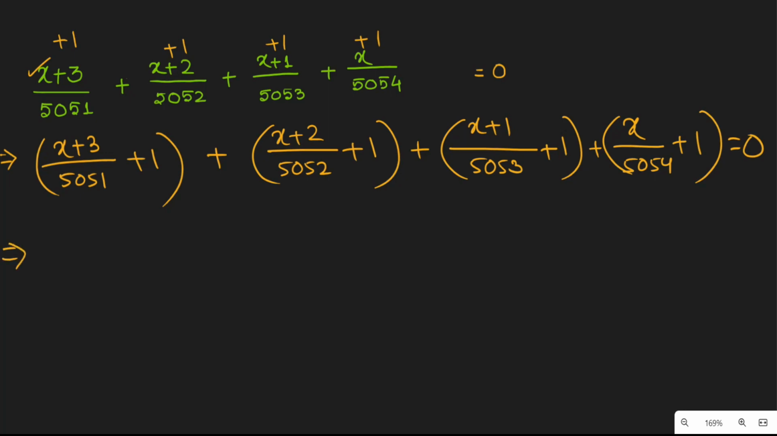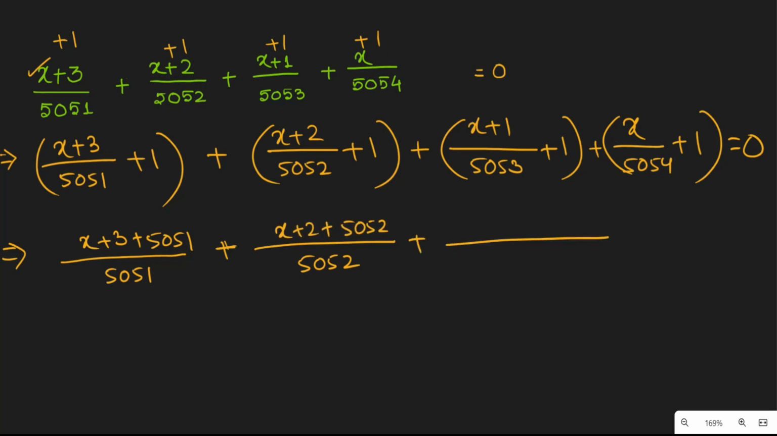Now we will solve each of these expressions. The LCM for the first expression is 5051, so we can write it as (x+3+1×5051)/5051. Now for the second expression the LCM is 5052, so we can write it as (x+2+1×5052)/5052. For the third one the LCM is 5053, and we can write it as (x+1+1×5053)/5053. The LCM is 5054 and we can write it as (x+1×5054)/5054, is equal to 0.